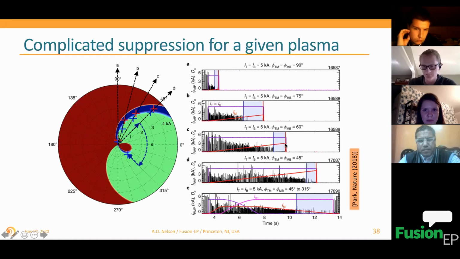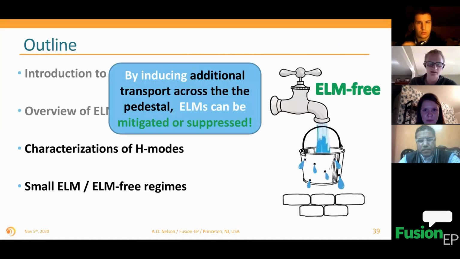If you continue to increase your RMP current, eventually you get too high, and you actually end up at this red line, or these red crosses, which is when you get a locked mode and the plasma disrupts. So it's really a small window here where this is working, and there's more research being done to figure out the exact parameters of that window and how to control it.